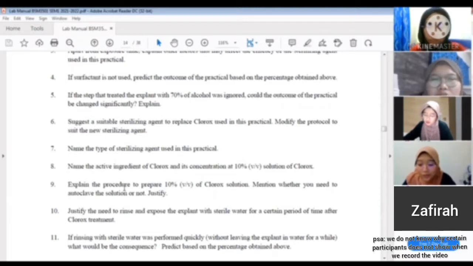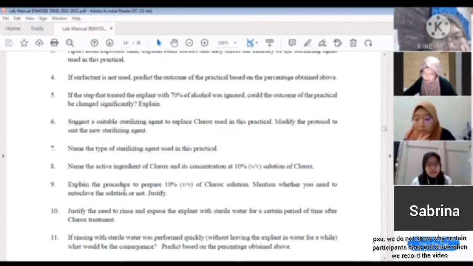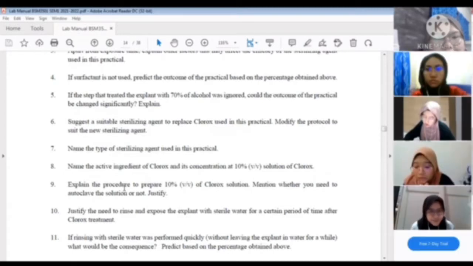Explain the procedure to prepare 10% of Clorox solution. State whether you need to autoclave the solution or not. Justify. My answer is to prepare 10% of Clorox solution, you will have to add 10 milliliter of Clorox into 90 milliliter of water. And you don't have to autoclave Clorox solution because it will degrade hypochlorous acid.